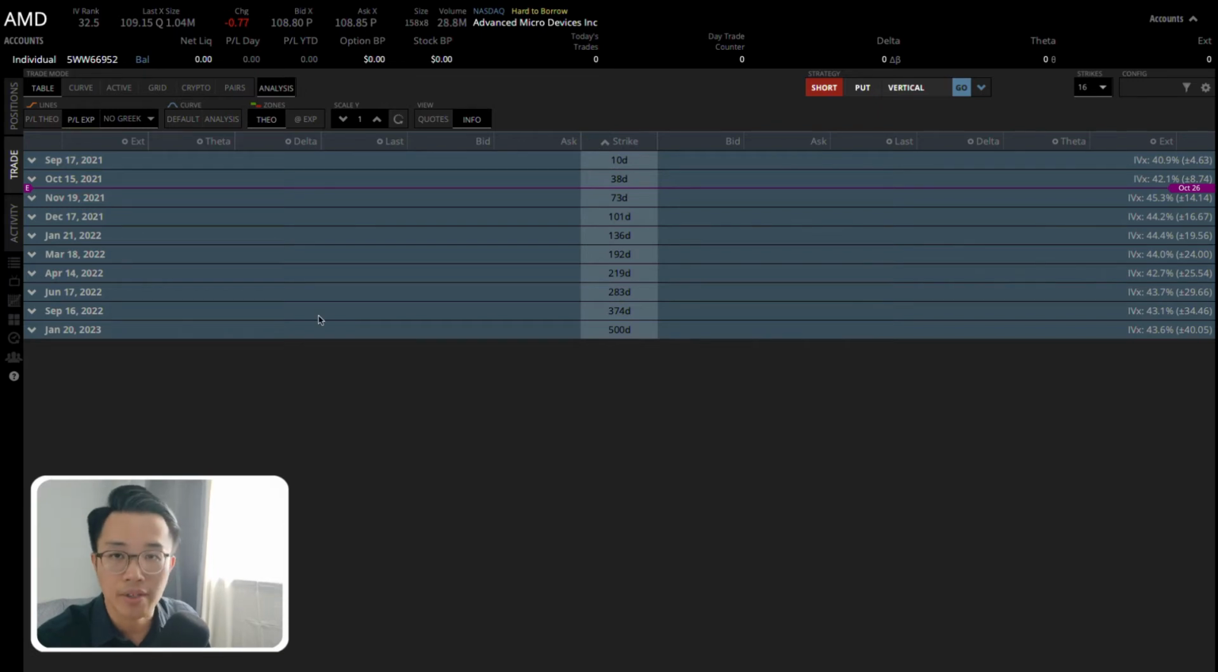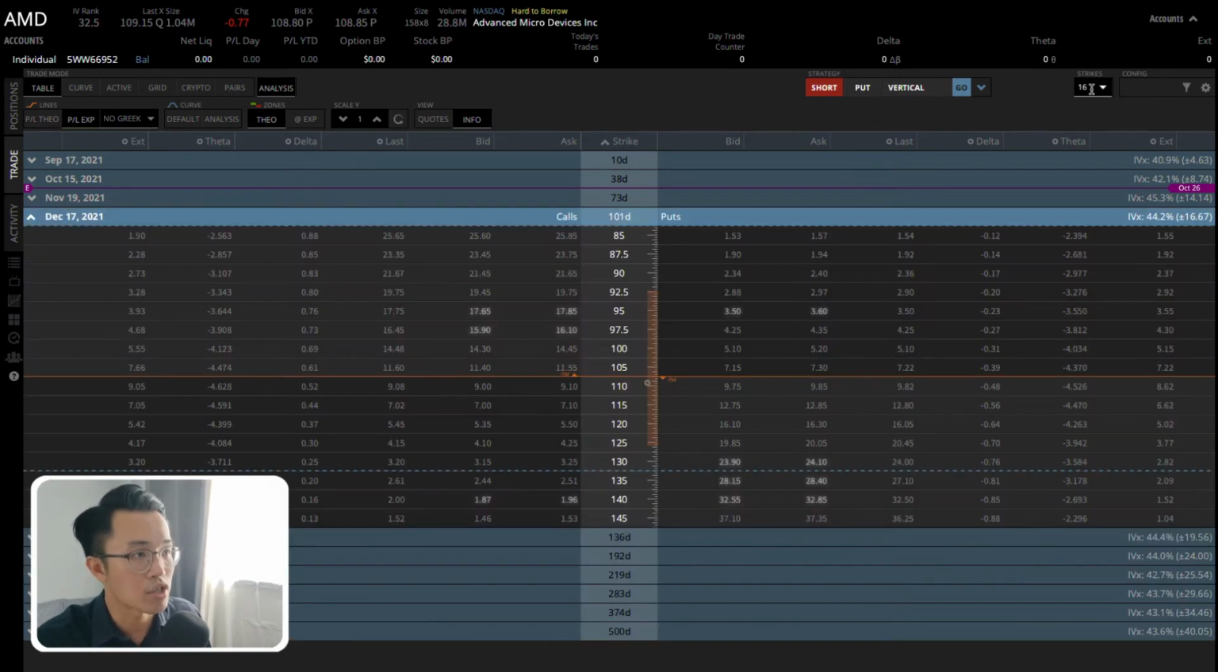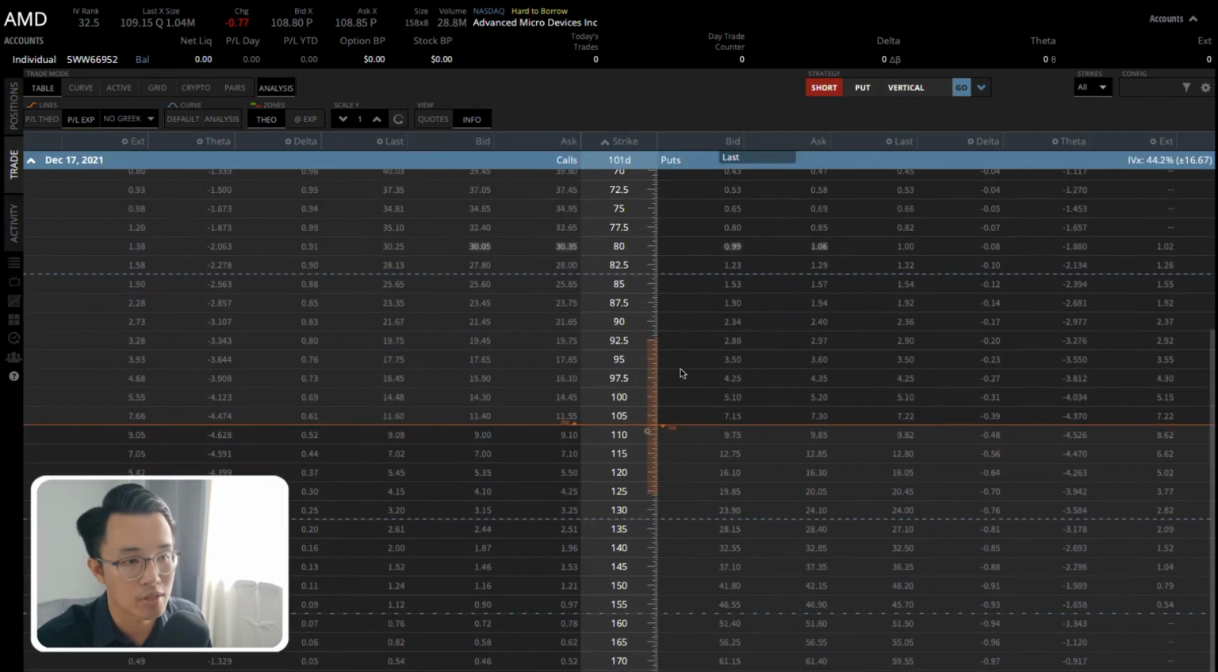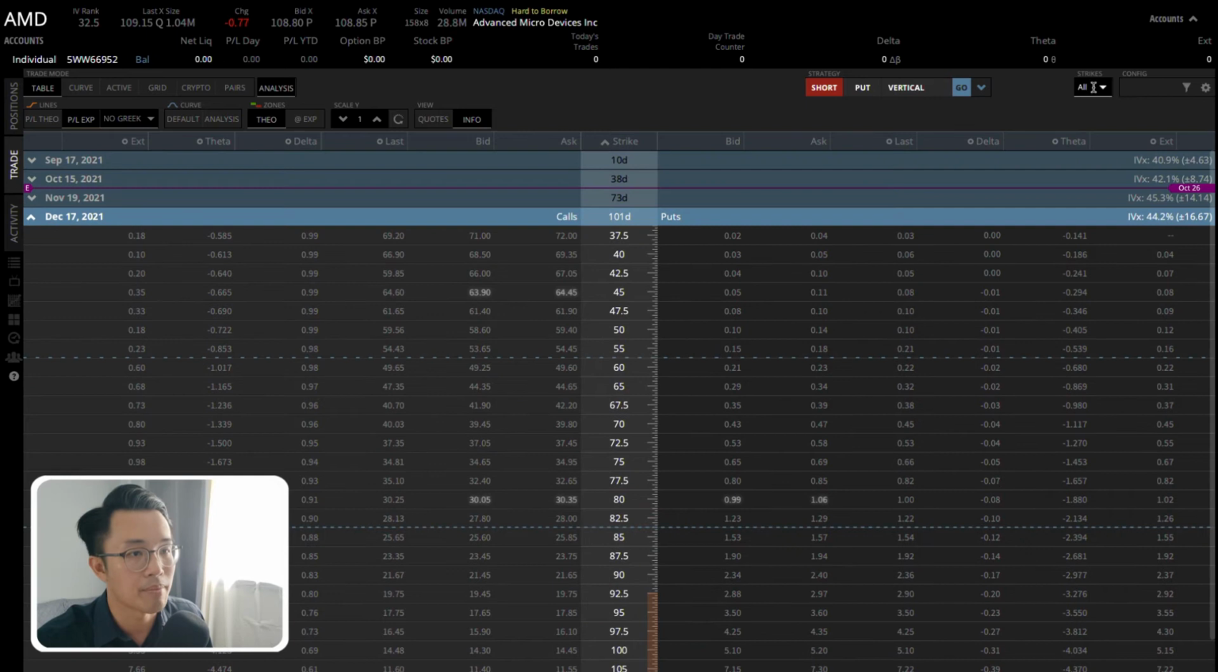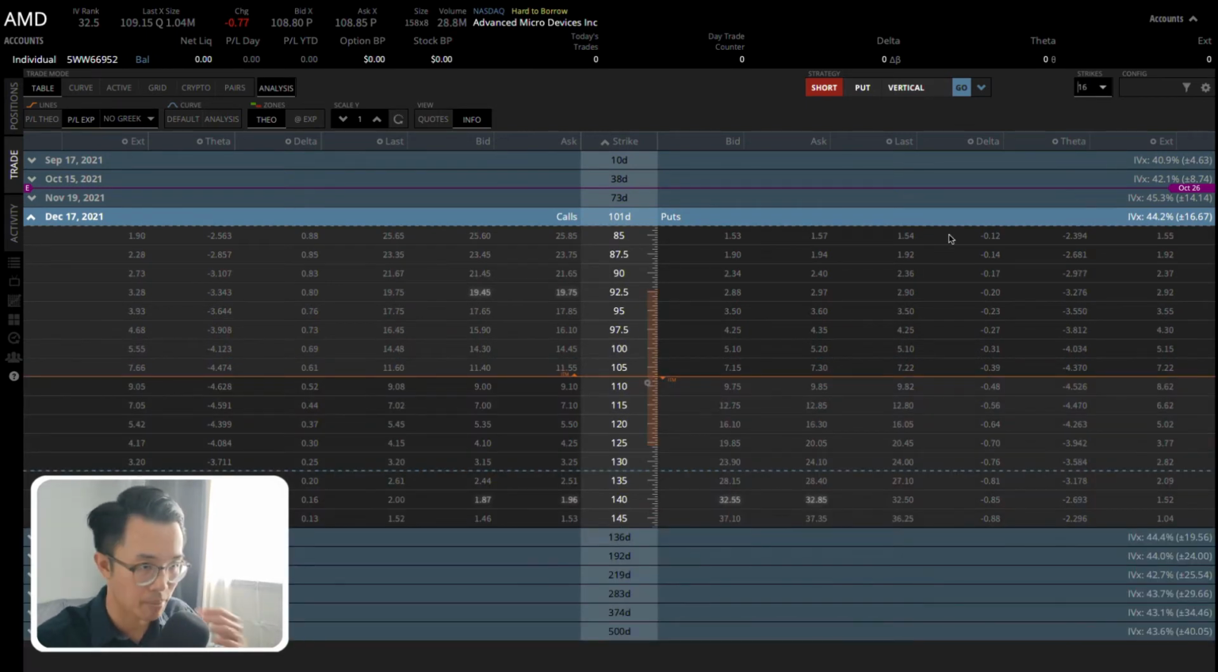So remember, in our example, we were looking at options that expire in 3 months. So the closest is the December 17, the 101 day option. That's the closest to 3 months. So let's take a look at the options that are available. Here you can actually select the number of strikes, the number of options that you want to trade. But I'm just going to look at 16 strikes for this example.